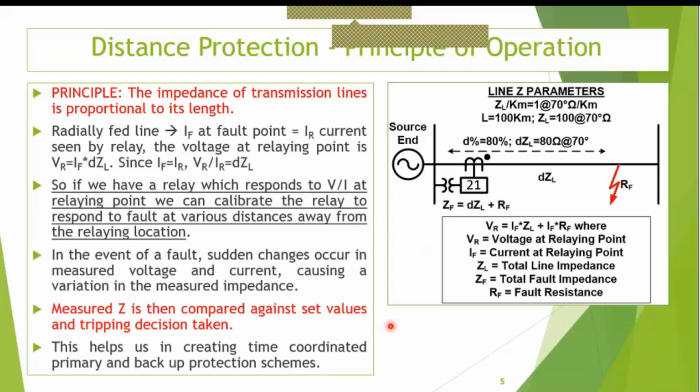Okay, I think the main course. So distance protection, principle of operation. The principle of operation is that the impedance of any transmission line or feeder or any conductor is proportional to its length. That we all know. Obviously, as the length increases, the impedance increases.